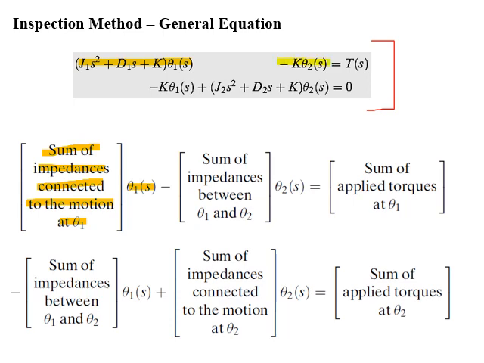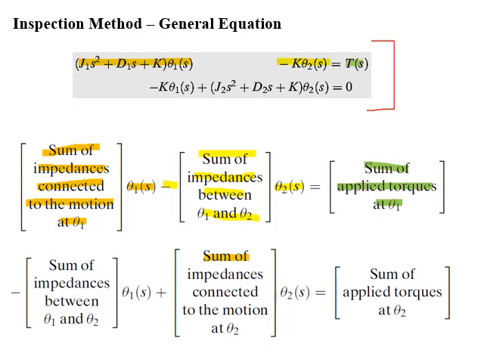The second part of the equation includes mechanical impedances of those components which are common between theta 1 and theta 2. So in the equation we will have subtracting the sum of impedances between theta 1 and theta 2 multiplied by theta 2 of s, and this will be equal to the sum of externally applied torque at theta 1, which in this case is equal to T of s.